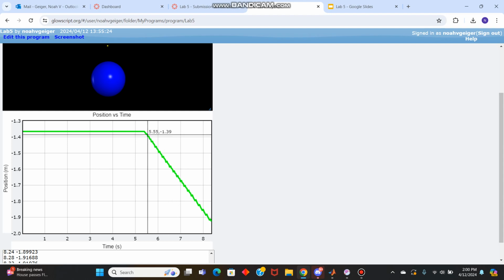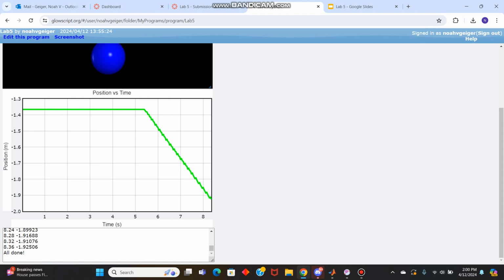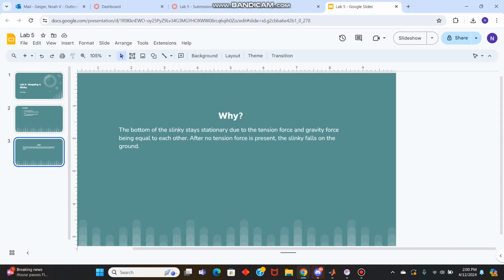And this line is linear and not really a curve just because it's such a short distance. So acceleration isn't really doing much there in terms of like the whole thing. So we're going to go here. So why? Because the bottom of the Slinky stays stationary due to the tension force and the gravity force being equal to each other. After no tension force is present, the Slinky falls on the ground.